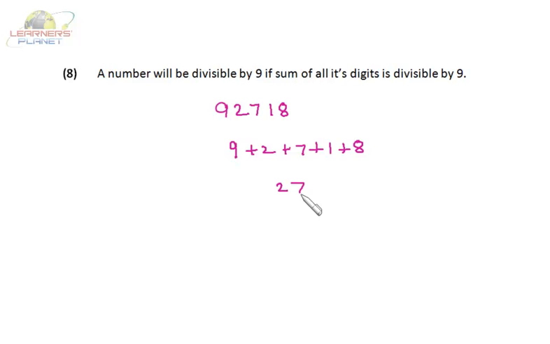Now I can repeat the process. So it's 2 plus 7, I'll be getting 9. Now 9 is definitely a multiple of 9. That means this sum is divisible by 9. Since the sum is divisible by 9, the number will also be divisible by 9. Okay, let's take one more example.